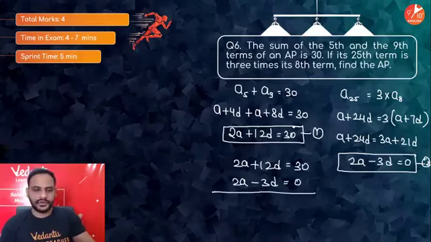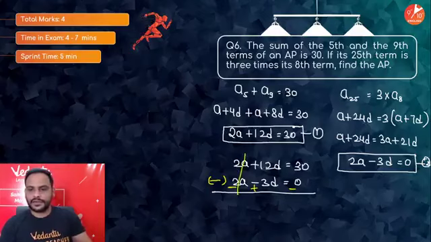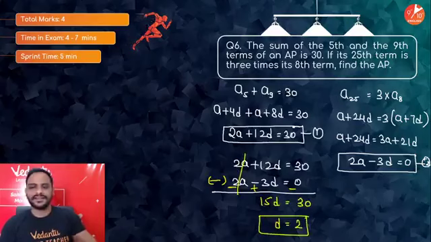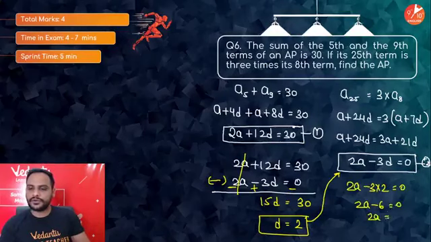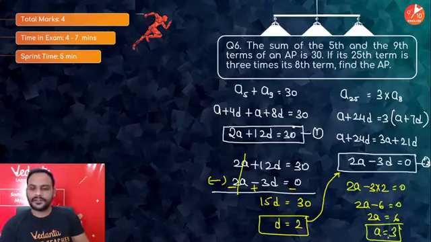So what I can do now? I can do the subtraction. So if I will subtract these equations, minus plus minus, 2A minus 2A got cancelled. 12 plus 3 is 15D is equal to 30. So you got D is equal to 30 by 15, 2. Right? Common difference is 2. Put this value of common difference in any of the equations. Suppose over here. So you can say 2A minus 3 into D is what? 2 equal to 0. So 2A minus 6 equal to 0. 2A is equal to 6. So I can say A is equal to 3. So the first term is 3.